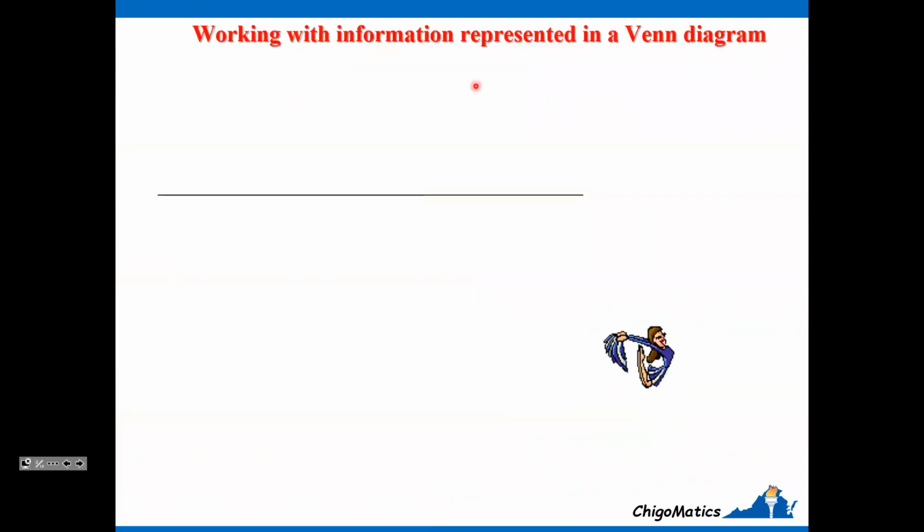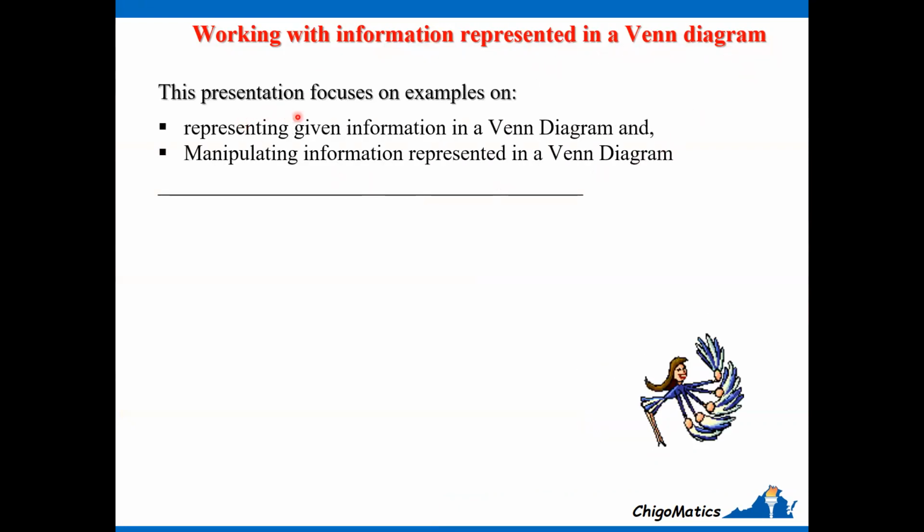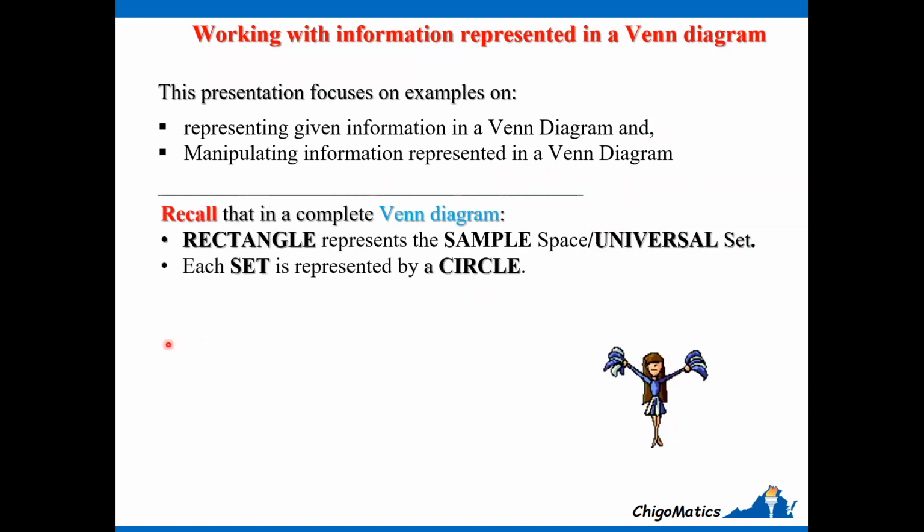Working with information represented in a Venn diagram. This presentation focuses on examples on representing given information in a Venn diagram and manipulating information represented in a Venn diagram. Let us recall that in a complete Venn diagram, a rectangle represents the sample space or universal set, and each set is represented by a circle.